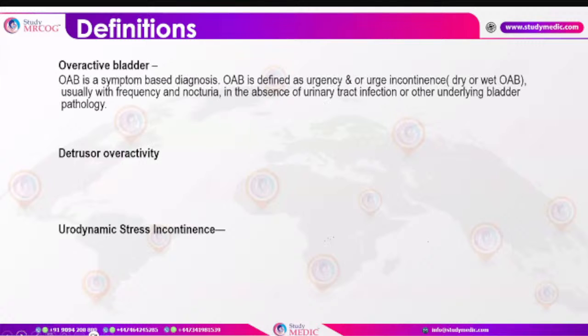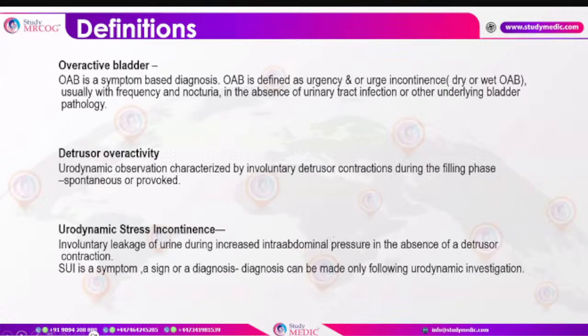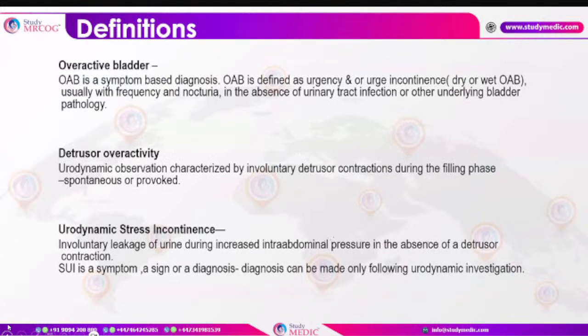So overactive bladder, as they say, it is a symptom-based diagnosis. OAB is defined as urgency and or urge incontinence. It can be dry or wet OAB. Whenever it is associated with incontinence, it is called as wet OAB. Okay. There is frequency and nocturia, and there should be no urinary tract infection or any other underlying bladder pathology.